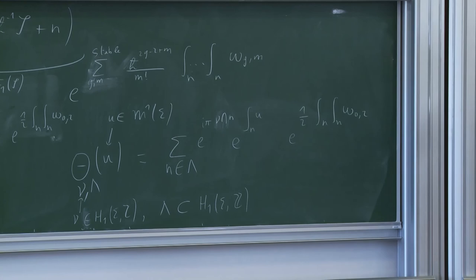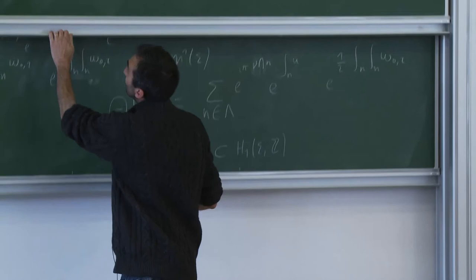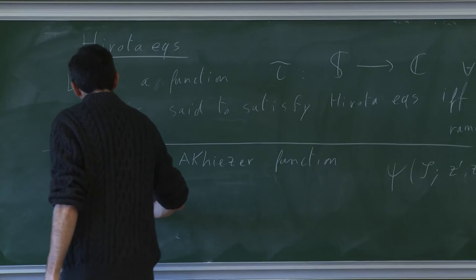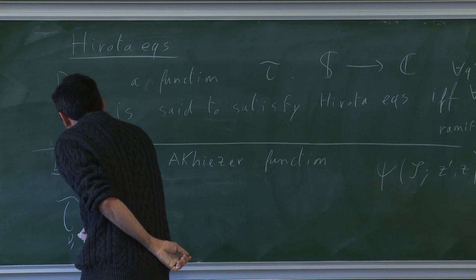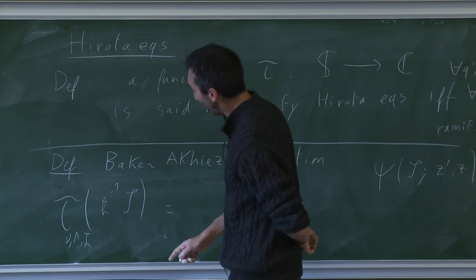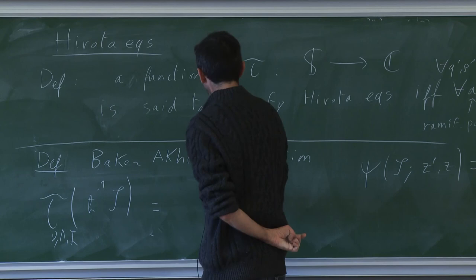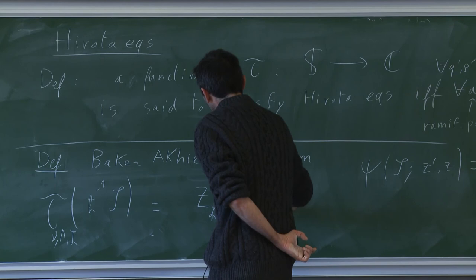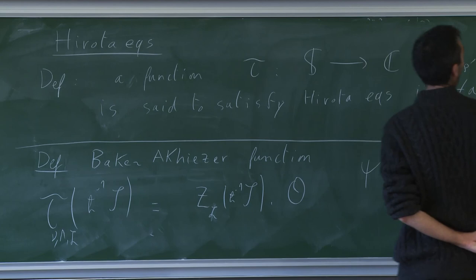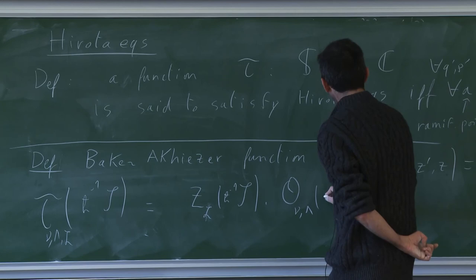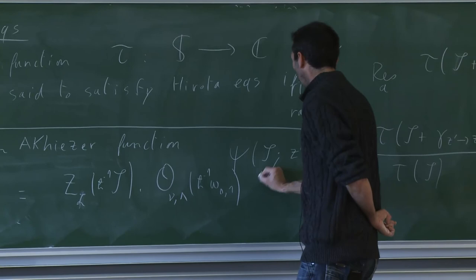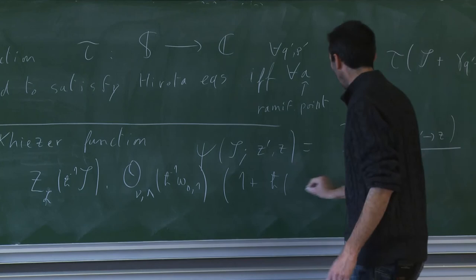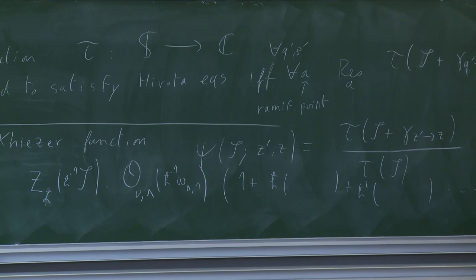And so which means that your tau, tau of h bar to the minus 1 to the s, depends on nu, lambda, on L. In fact, it will not depend on L anymore, or in a very simple way, is z of L of h bar times theta of nu lambda of h bar minus 1 omega 0 1 times 1 plus h bar times something plus h bar squared times something and so on. And the something here contains derivatives of theta.